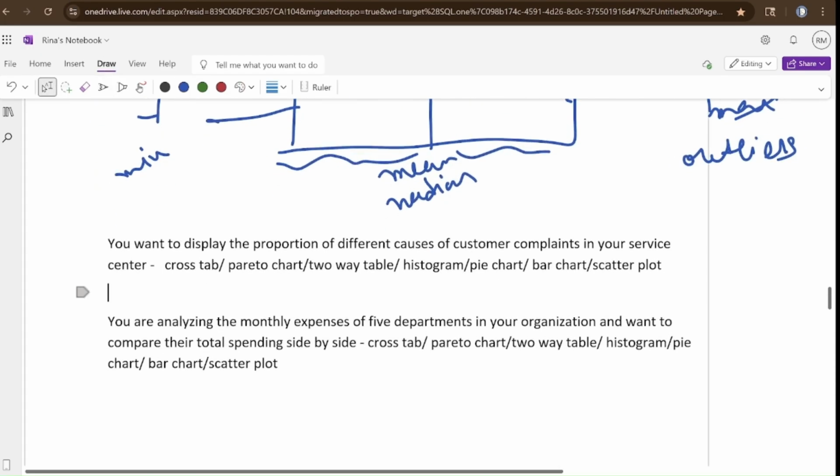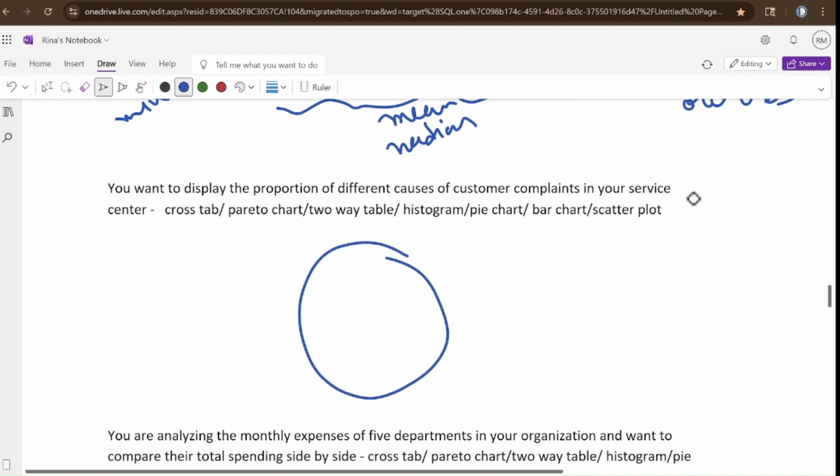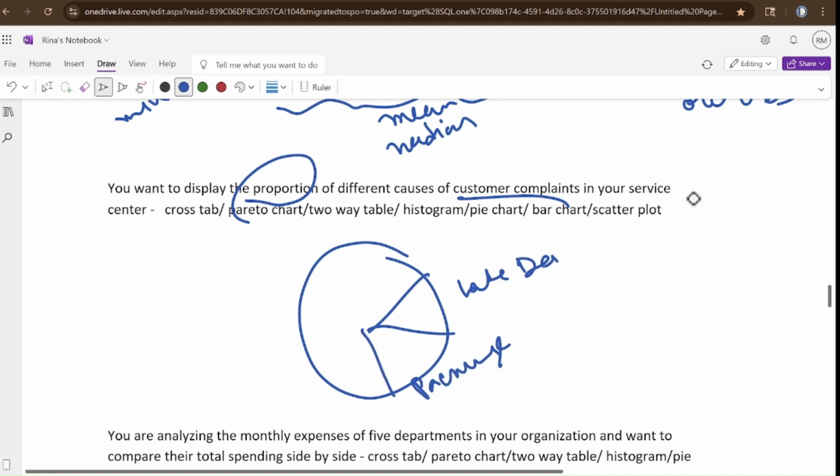You want to display the proportion of different causes of customer complaints in your service center. Same proportion, different types of customer complaint. Maybe late delivery, maybe package missed, whatever the reason is, you can calculate their portion in this way. So the best is a pie chart.